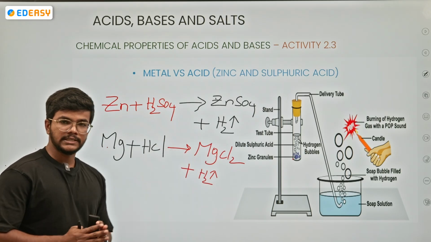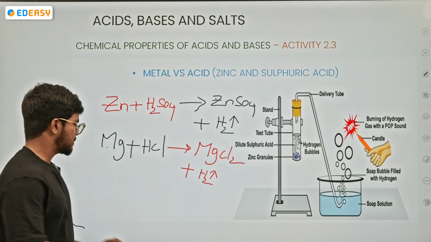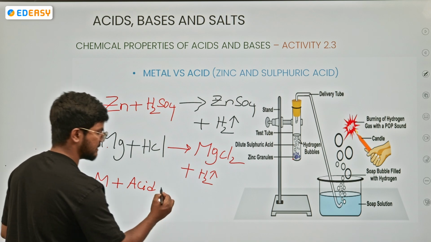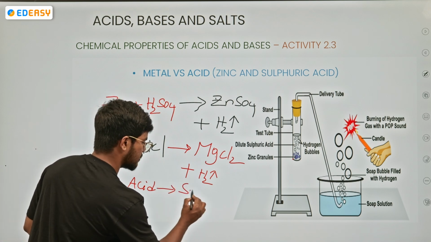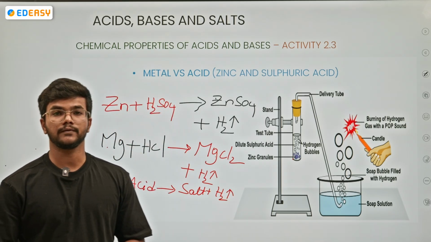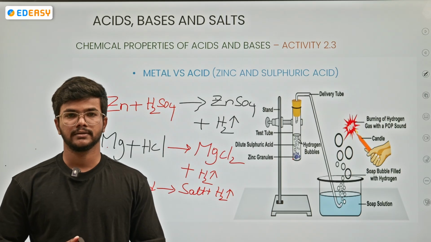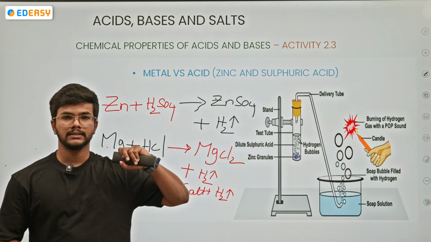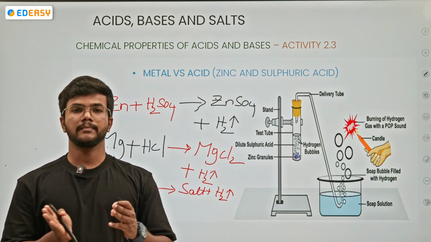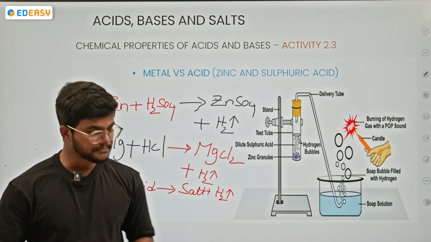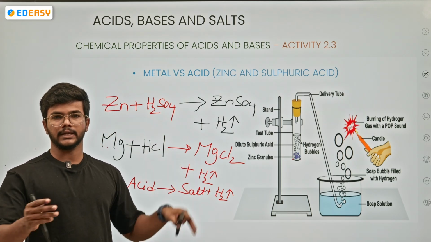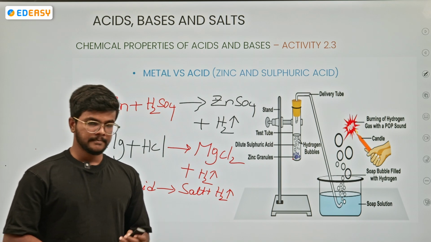The general representation of a metal and acid reaction is: metal reacts with acid, or base, not only acid, and gives salt plus hydrogen gas. This experiment helps you understand the products of the metal and acid reaction. Hope you understand this experiment. If you have any doubts in this topic, you can use the comment section. Okay. Next.